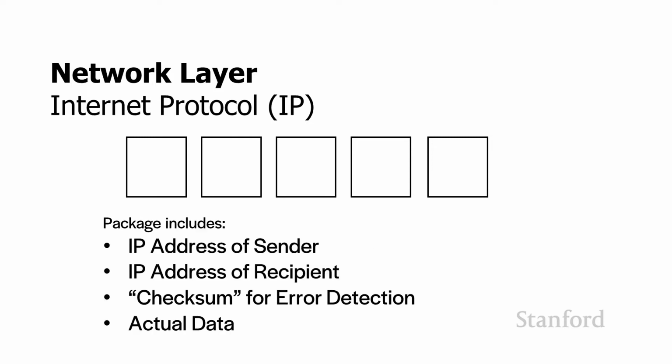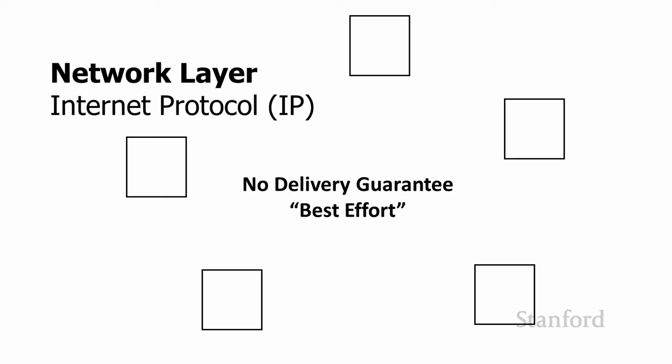And these packets will include the IP address of the sender, the IP address of the recipient, a checksum, which is a means of trying to determine if something accidentally messed with some of the bits in the packet, and then the actual data. One of the things that particularly makes this network layer a bit annoying to work with is there's no delivery guarantee. The Internet Protocol layer says it will make the, quote, best effort, end quote, to get the package to the destination. And so one of the questions is, why do we have this really primitive layer?